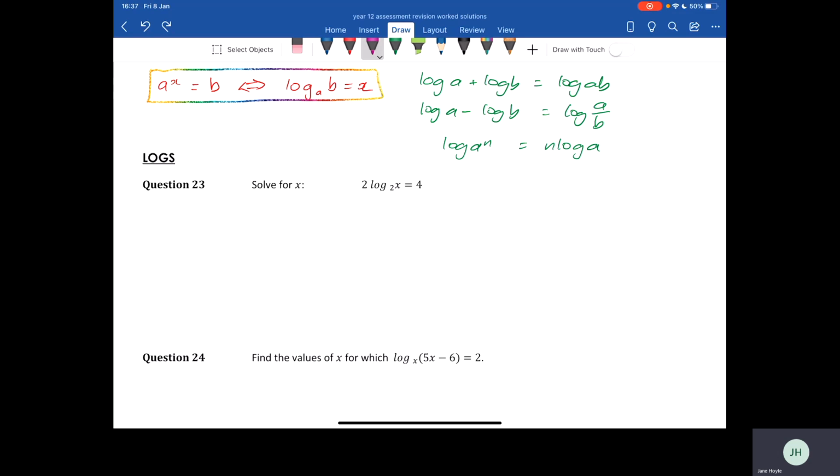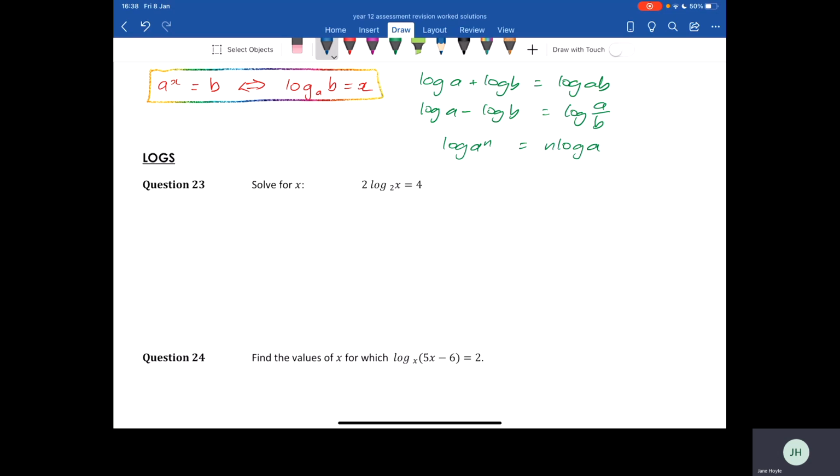Together with that, we of course have the fact that log to the base 10 of 10, for example, is equal to 1. So if you have a log together with its base, so log to the base 10 of 10, that of course is 10 to the 1, so that's equal to 1. Okay, so we need to keep all those in the background when we're working out these questions here.